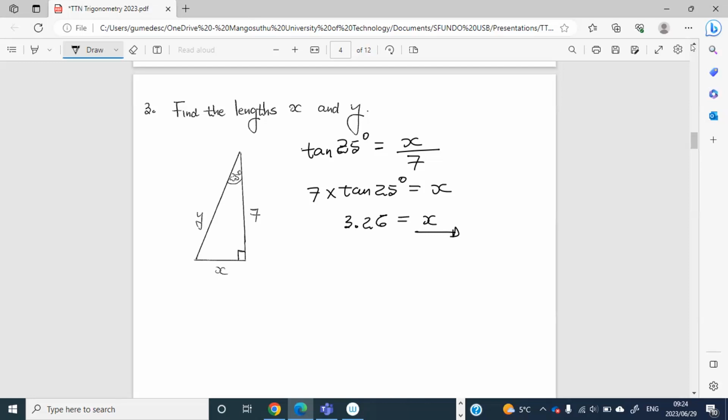Now, when we try to find y, again, we'll do the same thing. In a way, we have to use this 7. So we said this 7 is adjacent, and then y now is hypotenuse. So adjacent over hypotenuse. Which ratio is that?